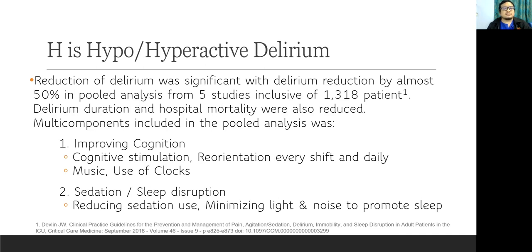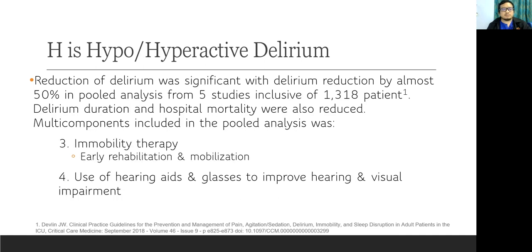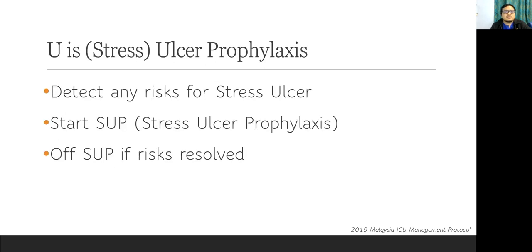Okay, so you have to use sedation sparingly. We use this very cautiously and evidence-based, and then prevent sleep disruption by minimizing light and noise to promote sleep. You have to mobilize the patient frequently, and this will improve overall condition and lead to better sleep. Use of hearing aids and glasses if patient used glasses before, to improve hearing and visual impairment. I do have a case right now, it's very severe impairment. I even have to borrow a hearing aid from the audiologist from Queen One.